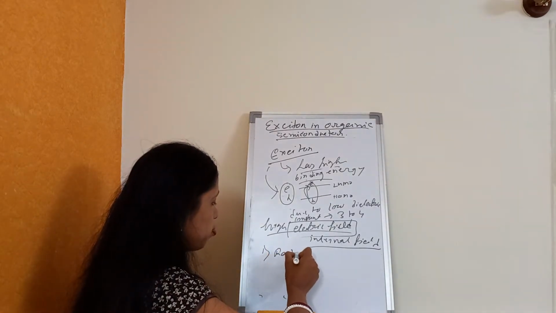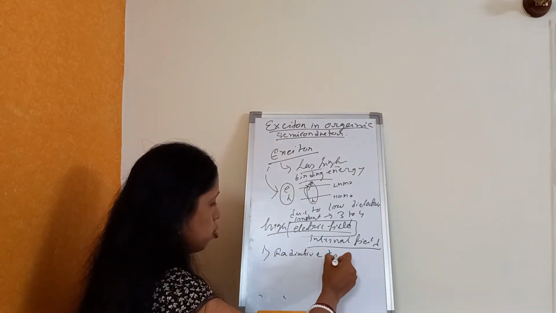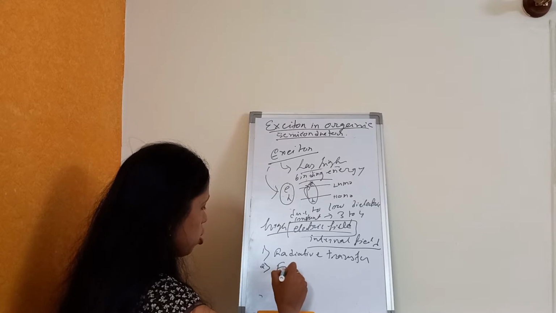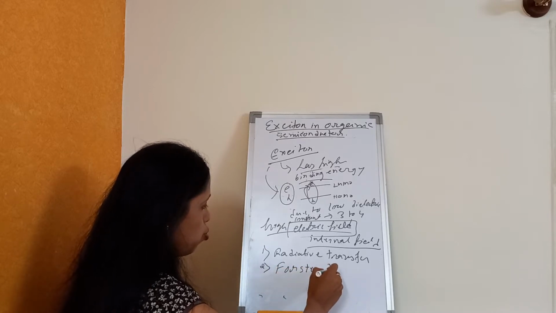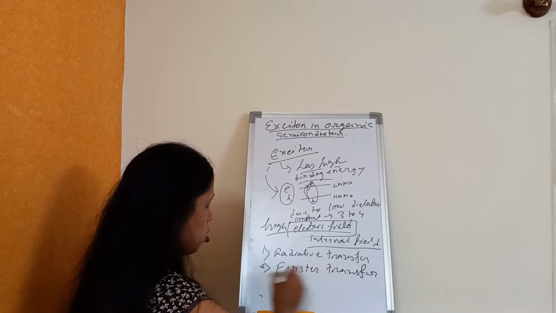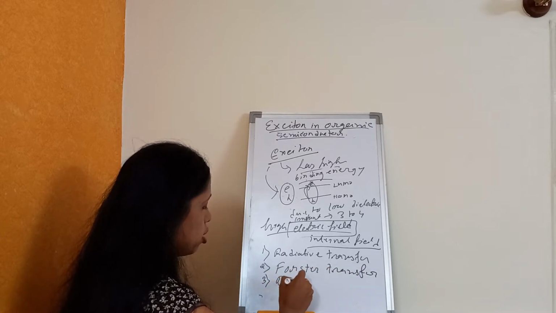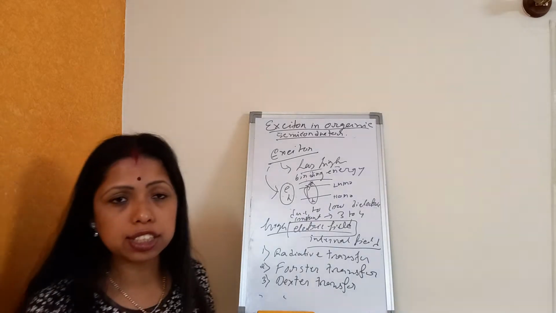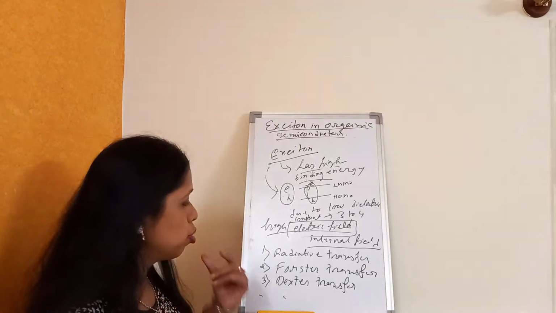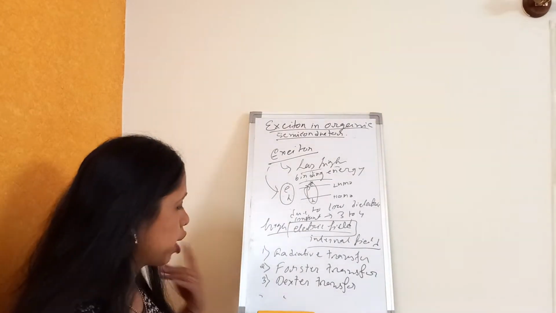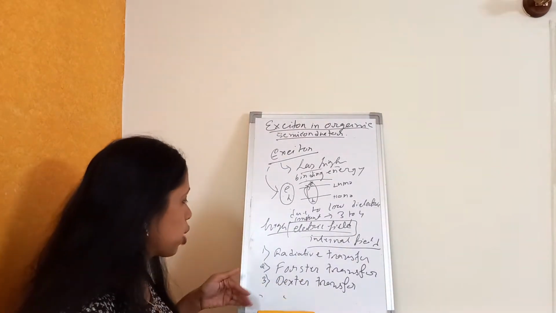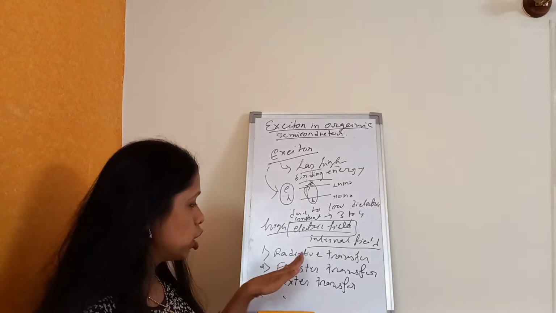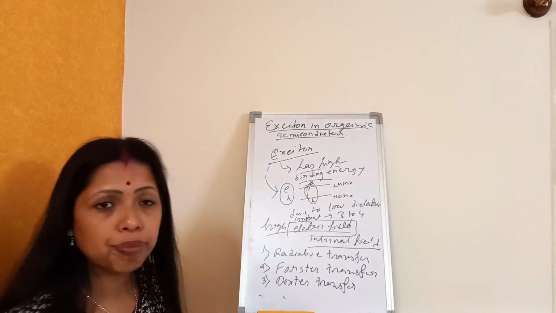First is the radiative transfer, second is the Forster transfer, third is the Dexter transfer. Normally, when you want to design any kind of structure based on organic semiconductors, you want to design the structure in such a way that the exciton can follow the Dexter transfer. So I will discuss now what these three transfer processes are. By using these three transfer processes, the exciton can transfer from donor to acceptor.